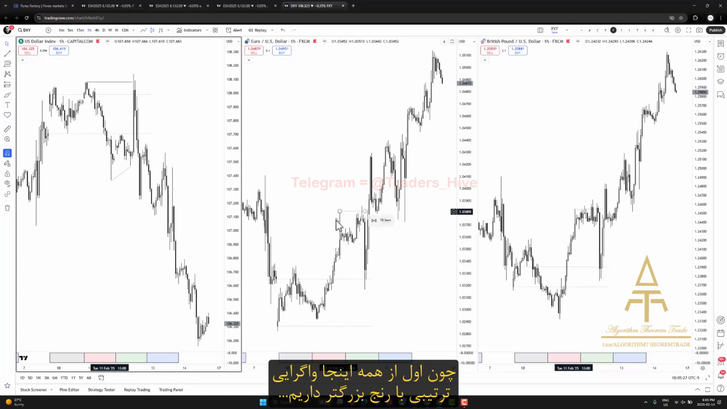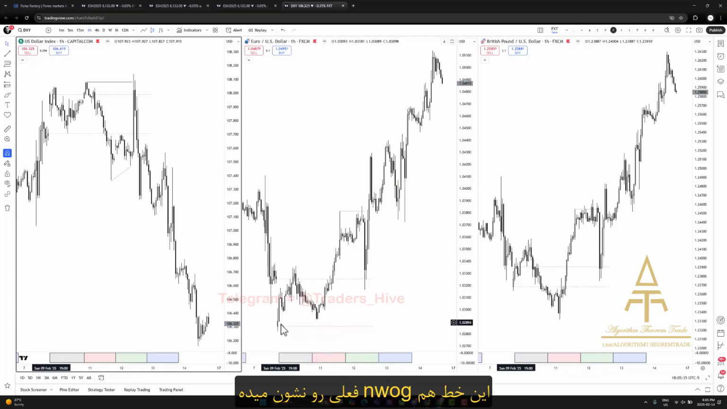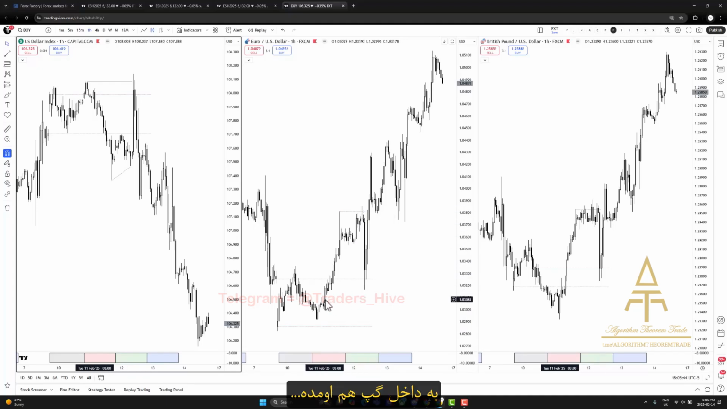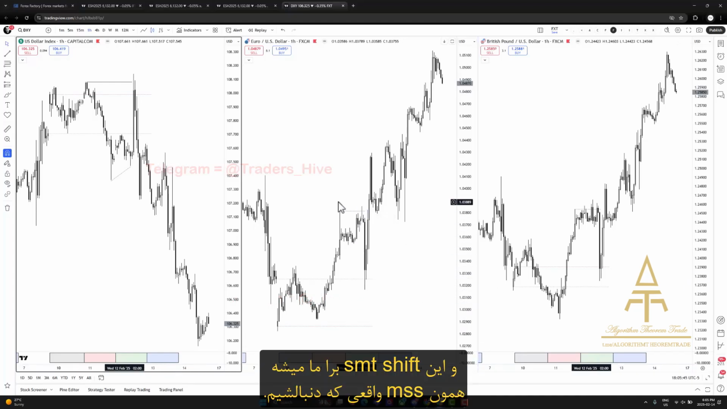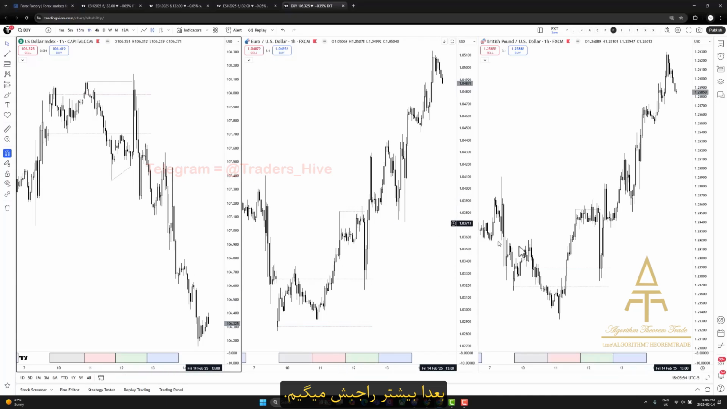Anyways, due to the fact that, first of all, we have a larger range sequential SMT. This line and this line is showing you what? The new week opening gap of this week. And price trades within that new week opening gap as well. We have the SMT shift right here, which is a true market structure shift. We'll get into that more as we go along.